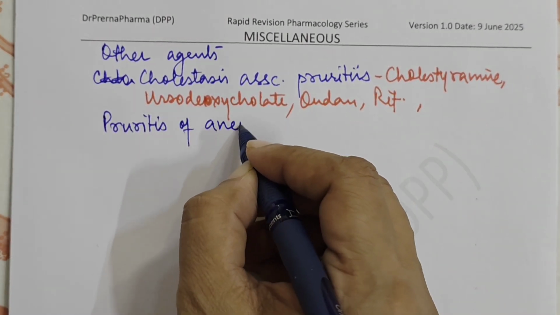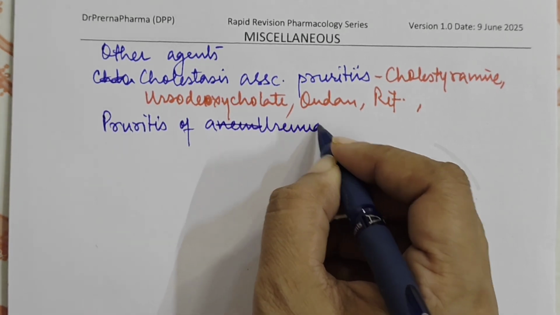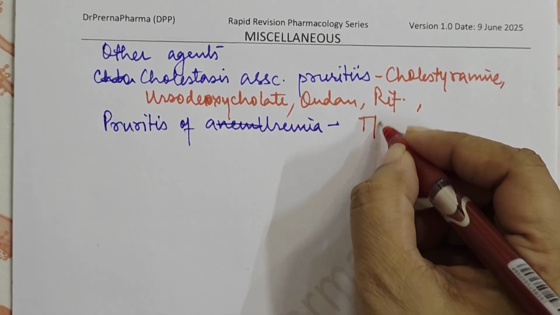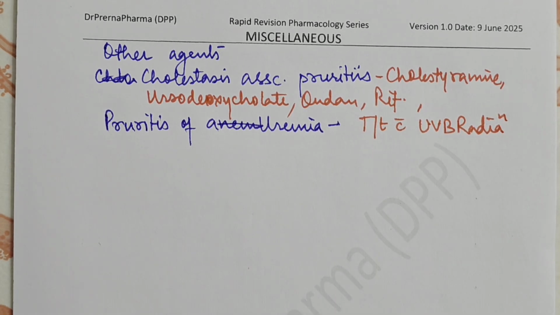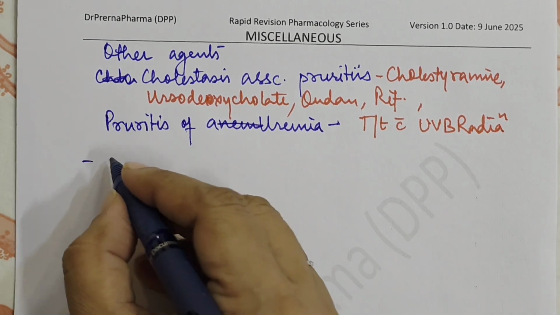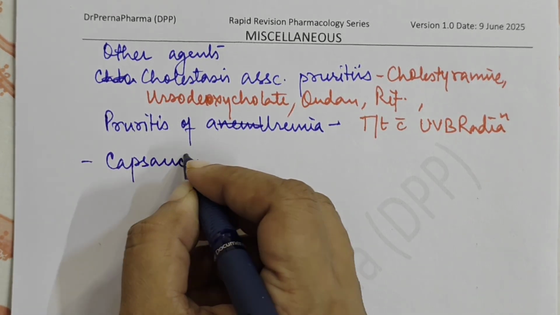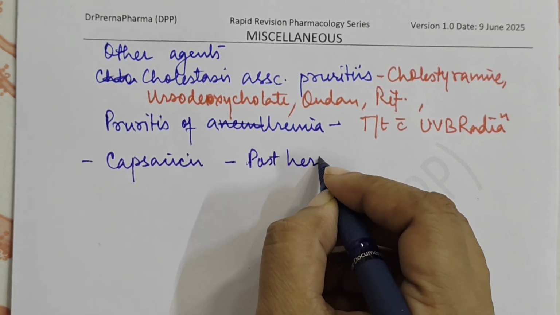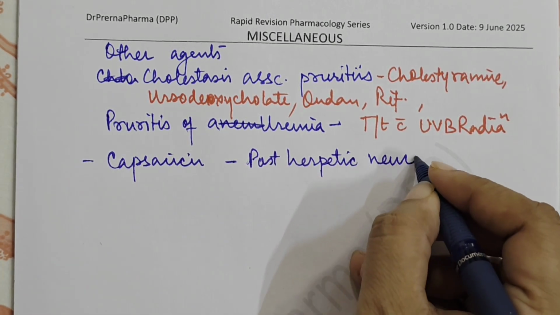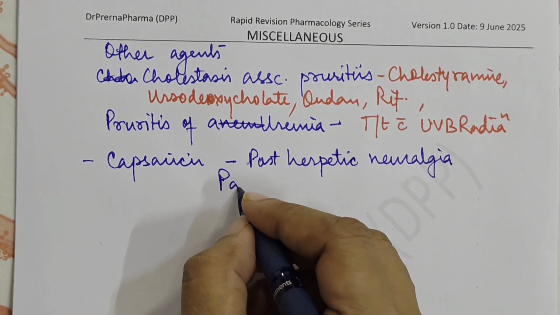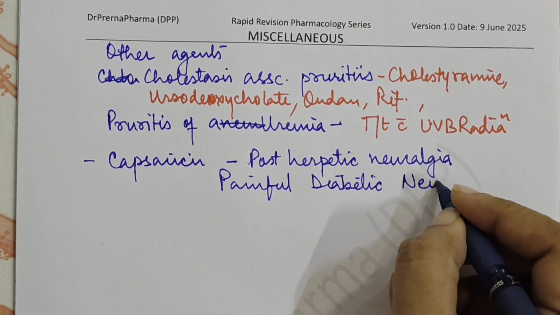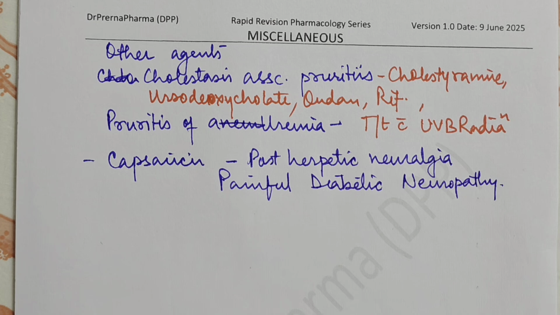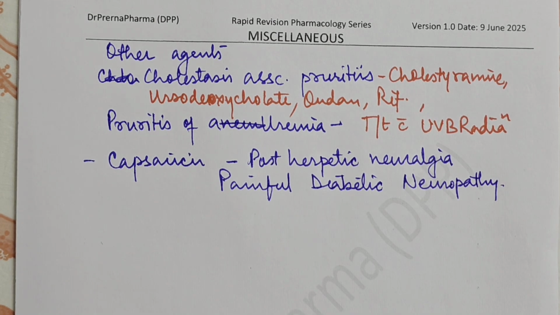Okay. Then we have pruritus of uremia, and the treatment is with UVB radiation. Then there is a drug called capsaicin, which is used in post-herpetic neuralgia and painful diabetic neuropathy. Okay, so these are the drugs which are miscellaneous kind of agents.